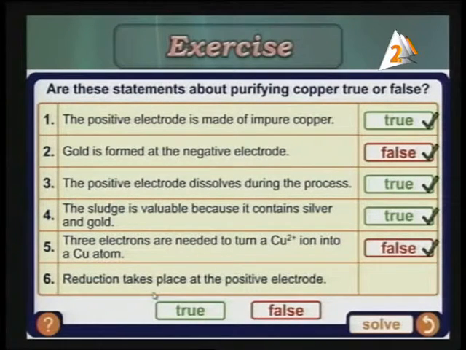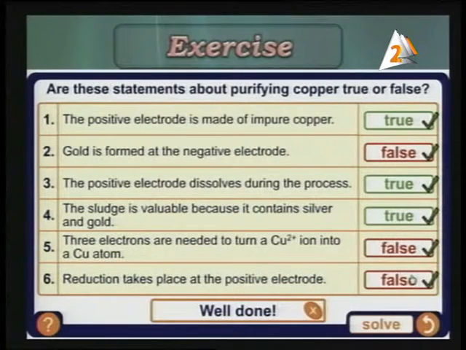In the last one, we have the reduction. Reduction takes place in the positive electrode. This is what? This is false. Why? Because reduction takes place at the negative electrode.